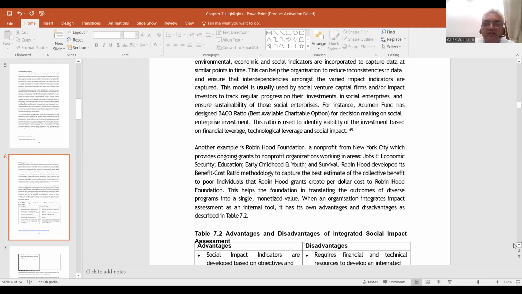Robin Hood developed its benefit cost ratio methodology to capture the best estimate of the collective benefit to poor individuals that Robin Hood grants create per dollar cost to Robin Hood Foundation. So there is a methodology by which they capture the best estimate of the collective benefit to poor individuals that Robin Hood grants create per dollar. So per dollar of investment, what is the collective benefit it is generating? This is the idea. This is the model.